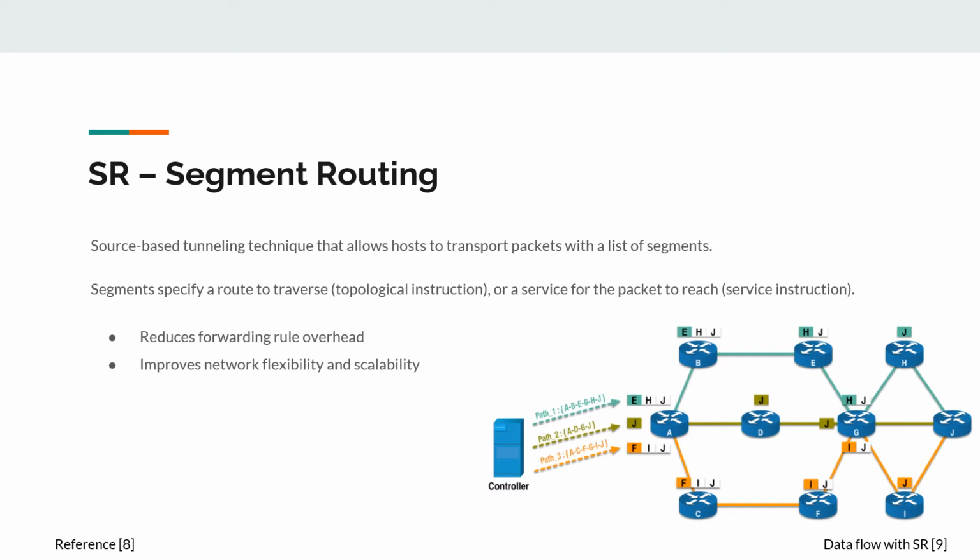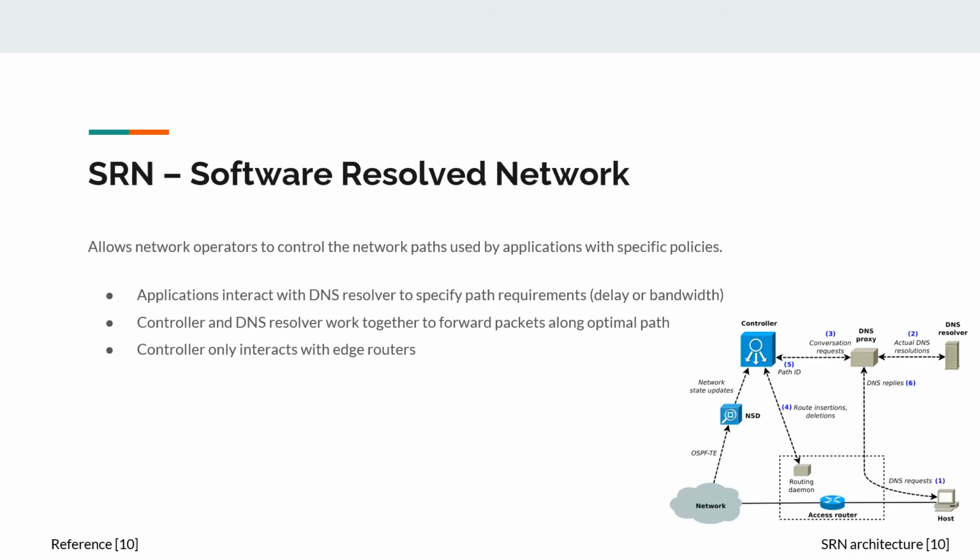So segment routing is a source-based tunneling technique that allows hosts to transport packets with a list of segments. Segments can specify a route to traverse or a service for the packet to reach. So segment routing reduces the forwarding rule overhead and improves network flexibility and scalability. So here we see the data flow with segment routing. We can see that at each router a segment is popped off until the packet reaches its destination.